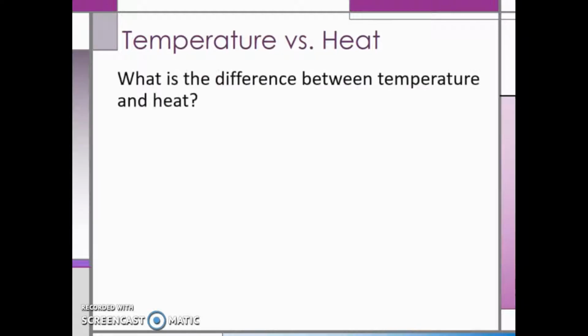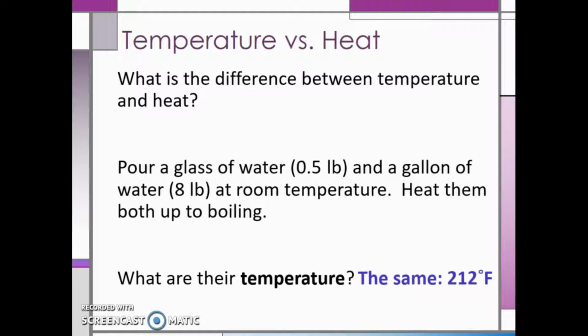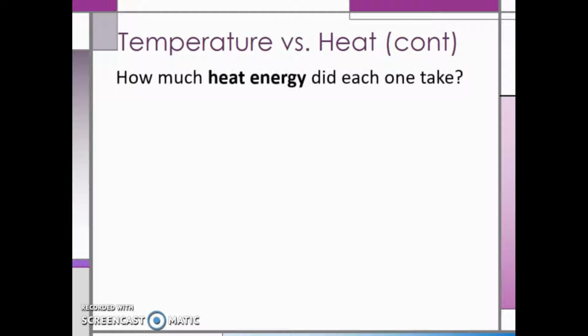At this point, you might be thinking, I'm still not entirely sure what the difference is between temperature and heat. Let's think about this for a minute. If we pour a glass of water, which is about half of a pound of water, and a gallon of water, or 8 pounds of water, at room temperature, and we heat them both up to boiling, what are each of their temperatures? If the water is boiling, they should have the same temperature, which is 212 degrees Fahrenheit. So both amounts of water have the same temperature. However, the amount of heat energy that each one took to heat up to boiling will be different.